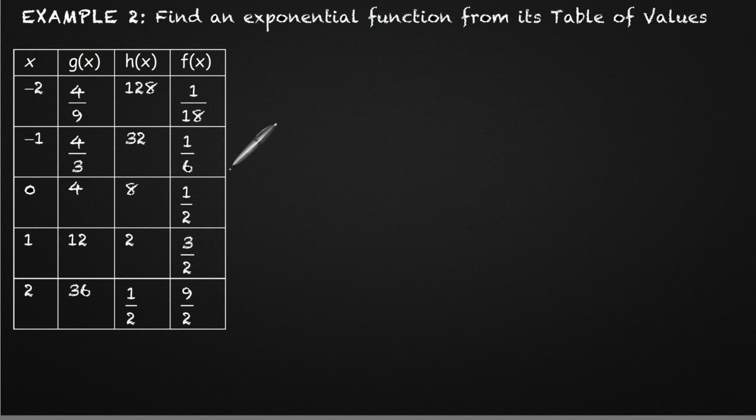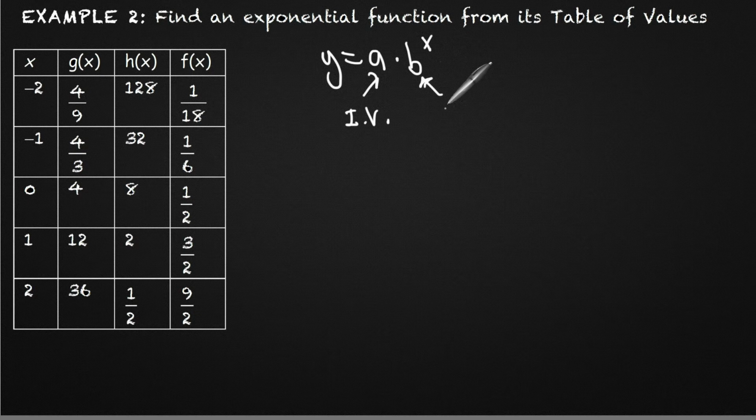So I want to make sure the table does not confuse you at all. Okay, so we want to write the formula y equals a times b to the x. And remember, a is my initial value, and b is my growth factor. All right, so let's just see if I can do the first one, and then I want you to pause the video and see if you can do h and f.